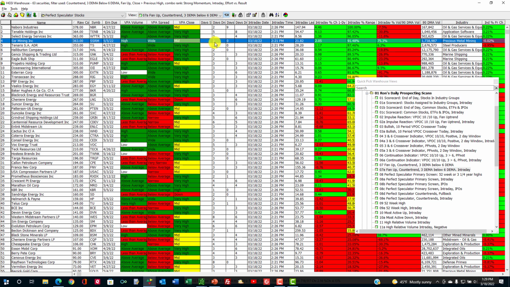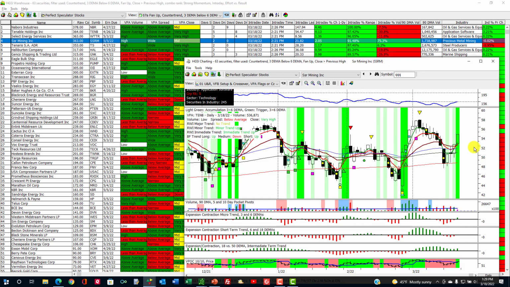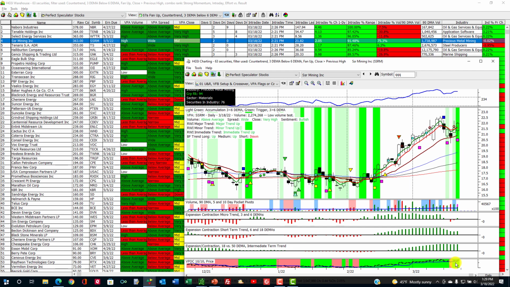SSRM, I'll just use it. The 3 went down through the 6 three days ago. The VPOC turned positive yesterday. Let's take a look at it. You can see the VPOC turned positive yesterday, accumulation day, and today the 3 is crossing through the 6. Look at this nice run on the same signal.